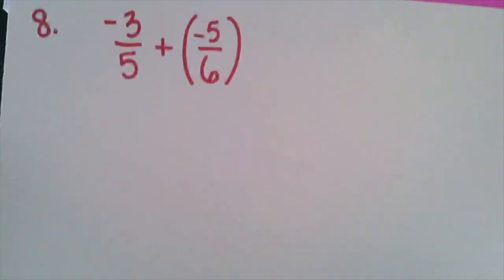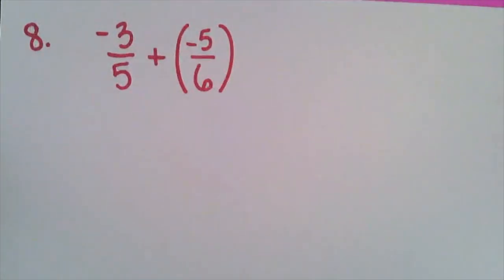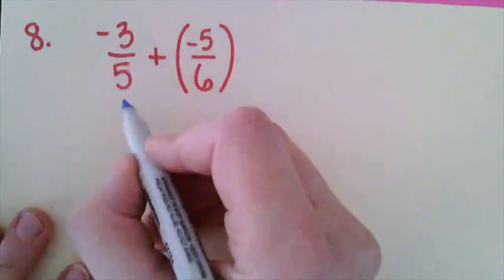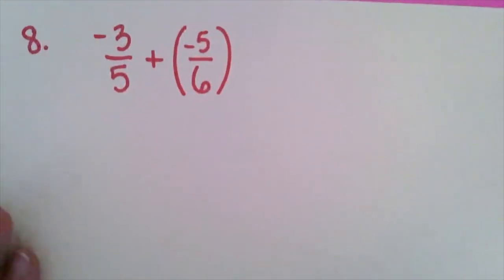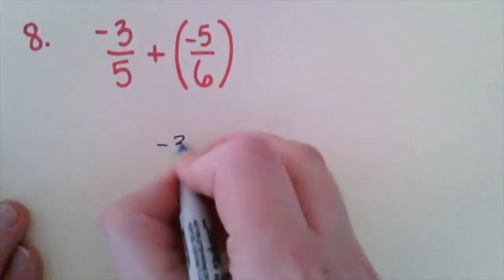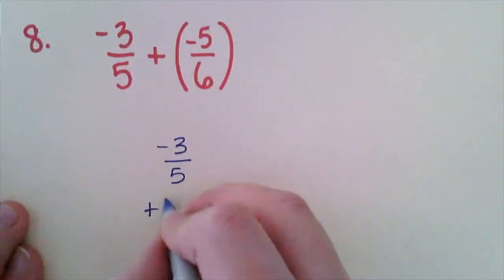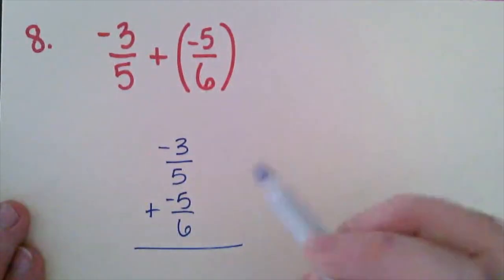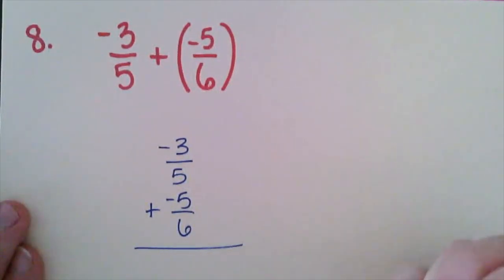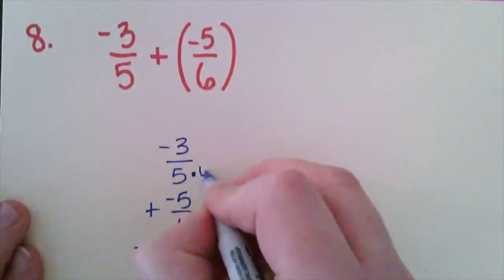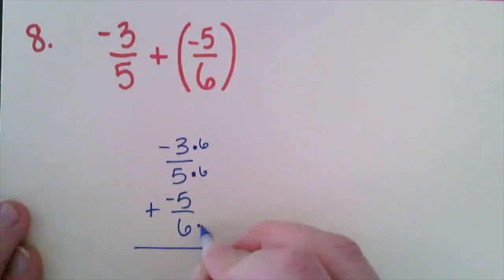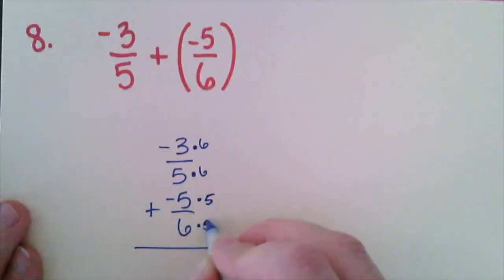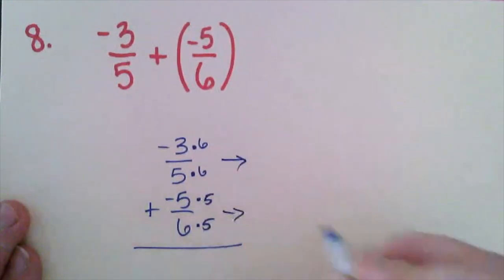Last problem, number 8. I just want to see one that doesn't have a common denominator. I want to create that common denominator for us. We've got negative 3/5 plus negative 5/6. I'm going to set it up vertically. First thing I have to do is make that common denominator. Common denominator for 5 and 6 is 30. So I'm going to multiply by 6 in my top fraction and multiply by 5 in my bottom fraction.